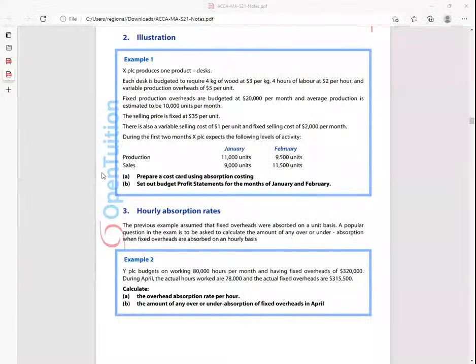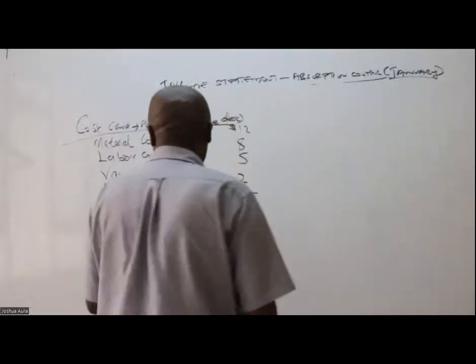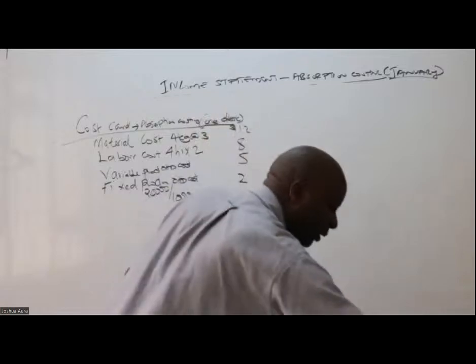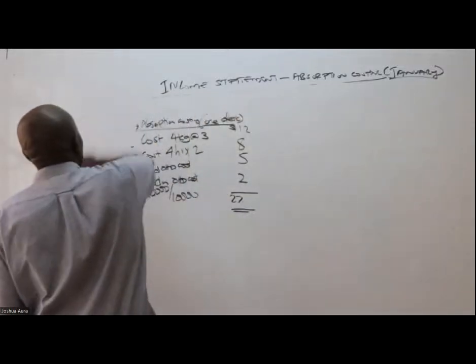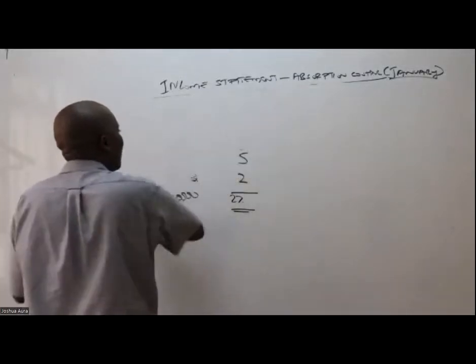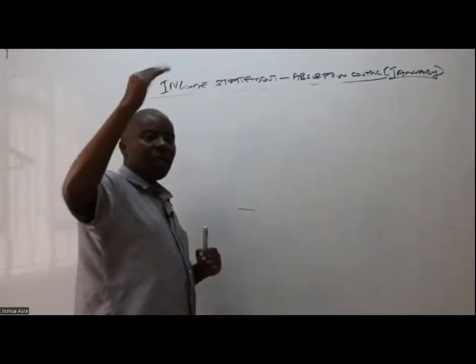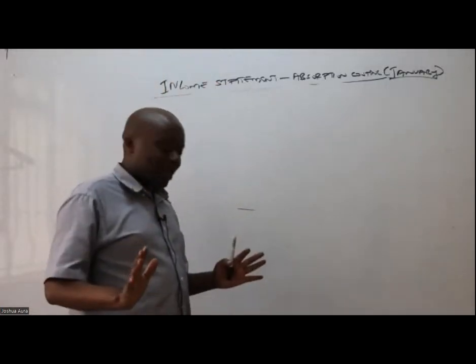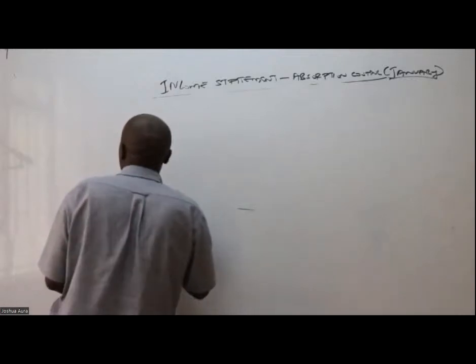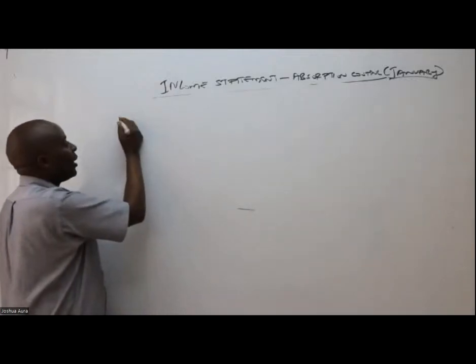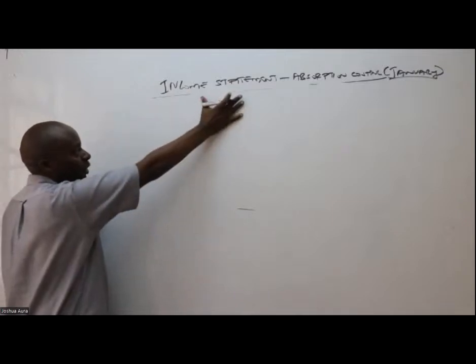Now, from there, we go to part B of the question. They want me to set out a budget profit statement for the months of January and February. So I will do an income statement for January first. And how do we really get our income statement? It is a straightforward thing. We normally take sales less cost of sales to get gross profit first. So here we have our income statement using absorption costing. The title is there.